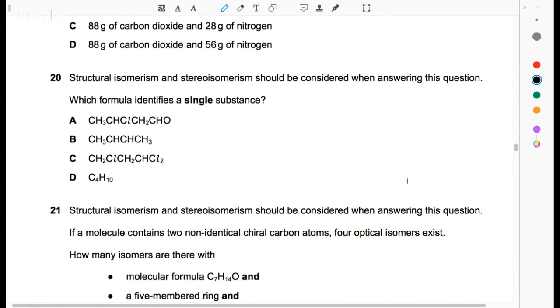A has a chiral center, because there is one carbon that is bonded to 4 different groups. So A would not give you a single substance. C would give only one, which gives you a single substance. Yeah, that makes sense.